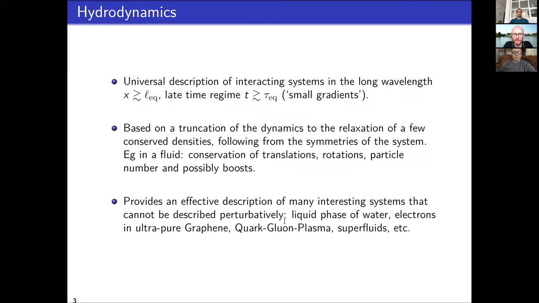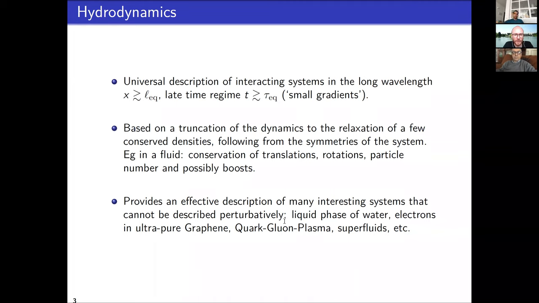All right, so let me start by briefly reminding you what hydrodynamics is about. This is supposedly a universal description of interacting systems, which is valid in the long wavelength and late time regime. So we imagine that there are some scales where local equilibrium is established. We have a length scale, L_eq, which you can think of as the mean free path, for instance, and a time scale, which is the local equilibration time after you've, say, kicked the system. Once local equilibrium is established, then you can do a perturbative expansion in gradients, and each gradient will be suppressed by one of these scales. This is what makes the expansion controlled.